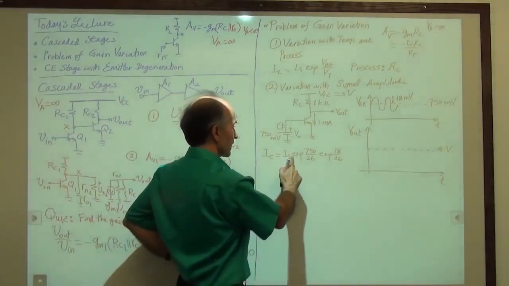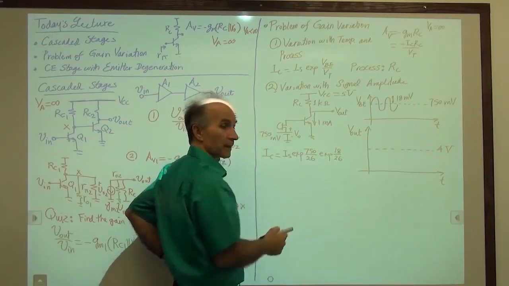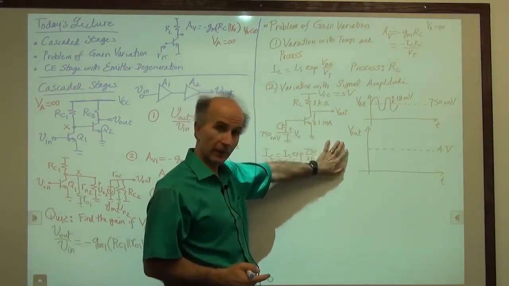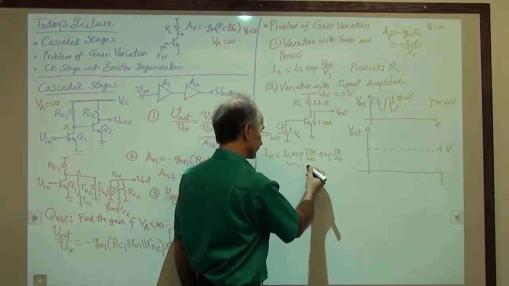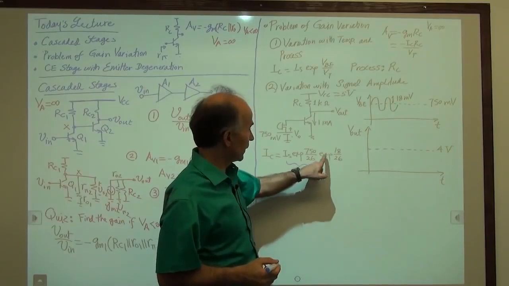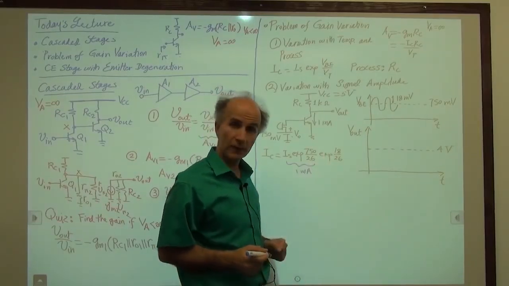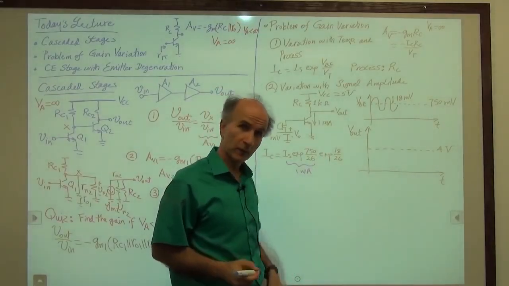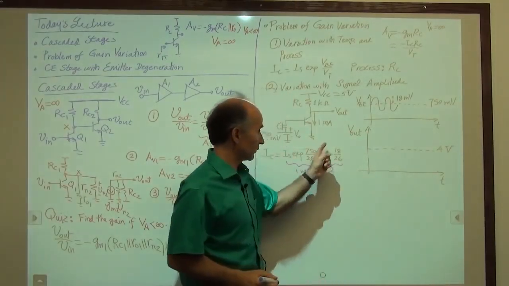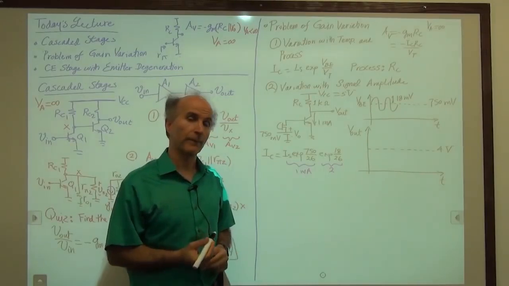How much is IS x e^(750 over 26)? Well, that's the current that we have without a signal, when there's no signal, right? So this is 1 milliamp. How much is e^(18 over 26)? It is 2. So that's why I chose 18. This is equal to 2. e to the power of 18 over 26 is 2.